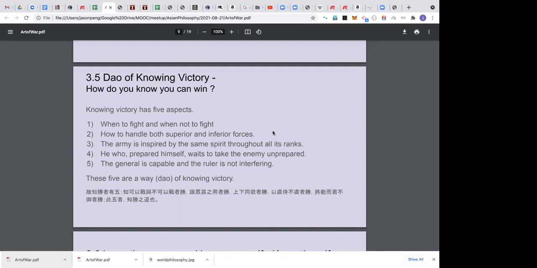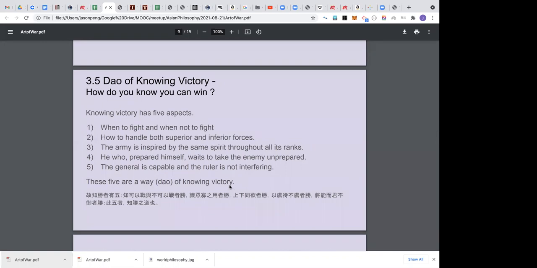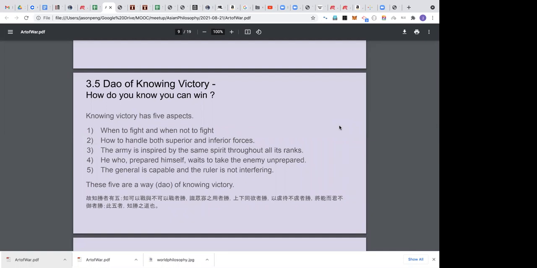Number five, I think, is an illustration of how the spirit of Wu Wei comes in Sun Tzu. Compare this, the general is capable and the ruler is not interfering, with one of the chapters in Lao Tzu that starts with: the supreme kind of ruler is one whose people don't even know who that person is. Then it talks about the lesser ones, each level down, the more interfering and abusive the ruler is. So I see in this example an embodiment of Taoism in Sun Tzu.